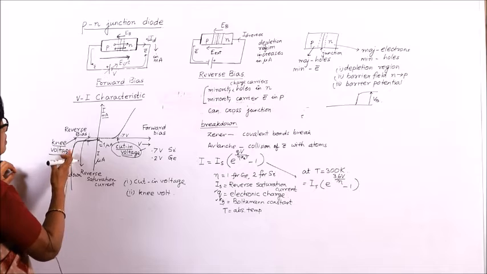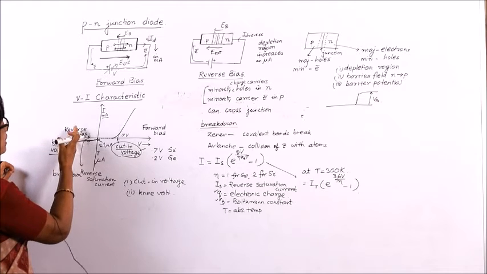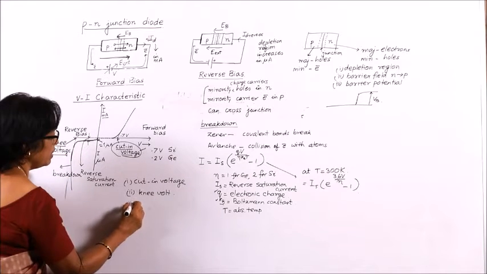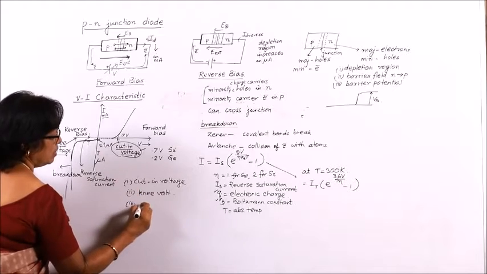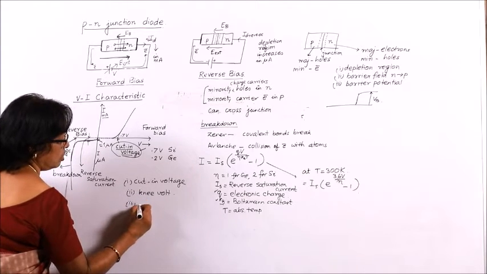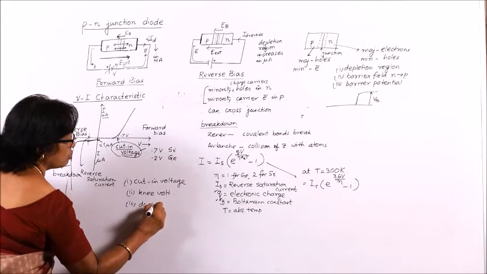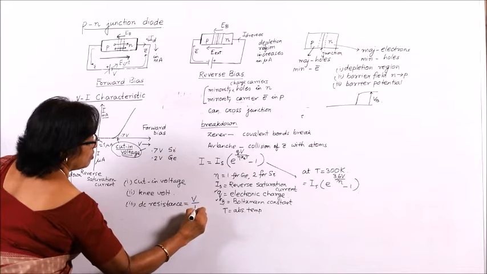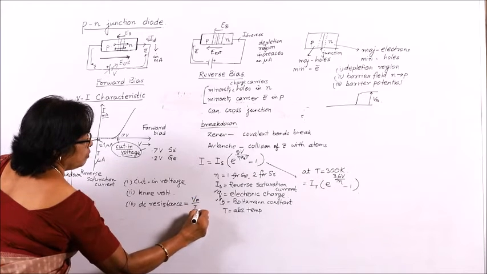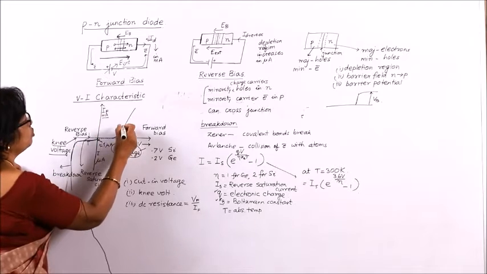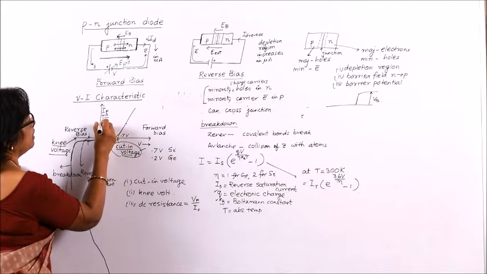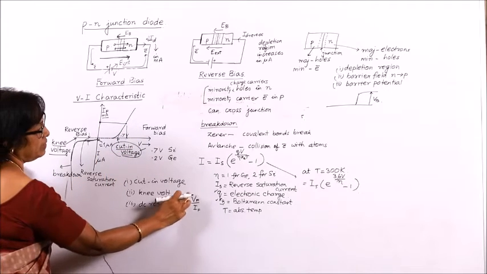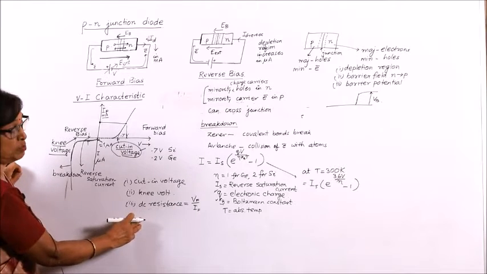So, this part, if you extrapolate and extend this, it will meet somewhere here, and that is the knee voltage. The third thing that we can find out from this graph is the diode resistance. Diode resistance can be DC resistance, which is simply voltage by current in the forward bias, the forward current If. So, take any voltage, divide by the corresponding current, and you get Vf by If, that is the DC resistance of the diode.